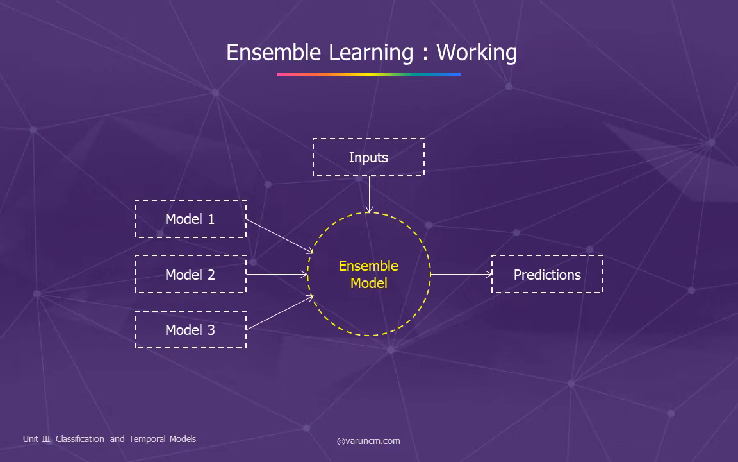So this is how exactly this ensemble learning is going to work. The ensemble model is the combination or collection of various machine learning models, and it will be getting the input, processing it through these different models, and combining all the predictions from these different models, it gives the final prediction.